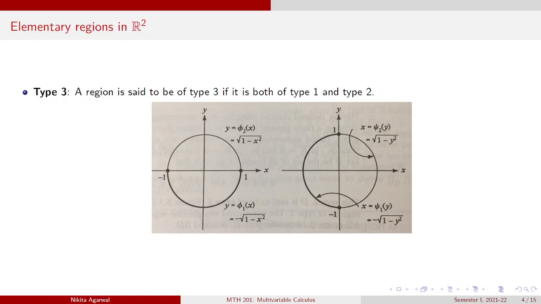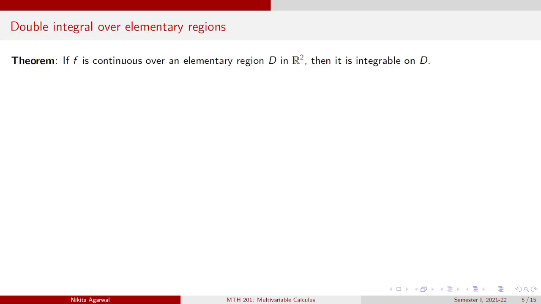Similarly, you can write it as a type 2 region where you define psi1 and psi2 as follows. So now you take the left side of the curve, that is minus square root of 1 minus y squared, and the right side of the circle is square root of 1 minus y squared. So with this notation, it is a type 2 region. So there are three kinds, type 1, type 2 and type 3. If a region is both of type 1 and type 2, then it is called a region of type 3. Okay. So there is this result which we are going to look at without a proof.